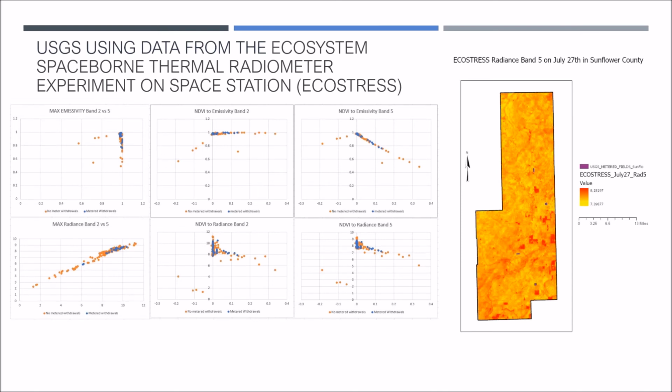The USGS is looking at data obtained from ECOSTRESS, primarily looking at radiance, emissivity, and land surface temperature. They are looking at these factors on days they have well data in order to build the relationship so they can better identify fields that have been irrigated where they don't have well data.